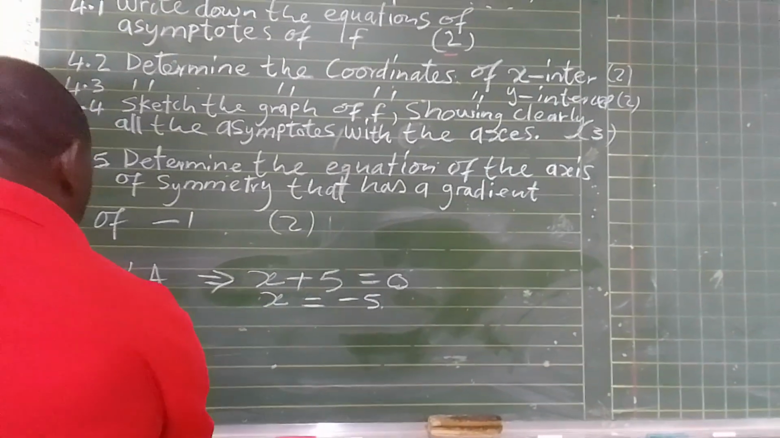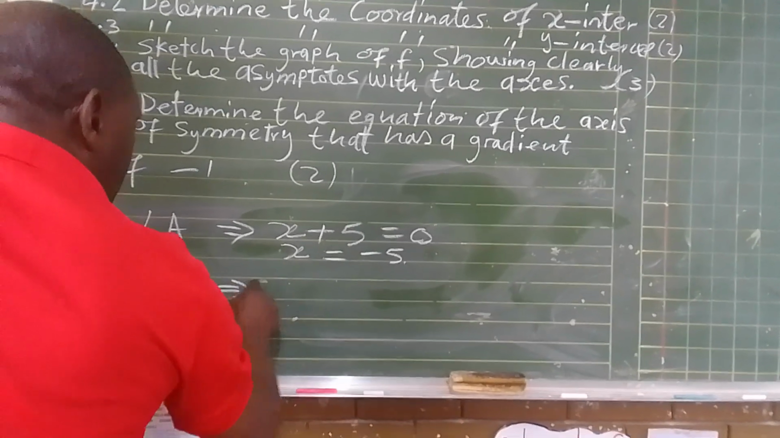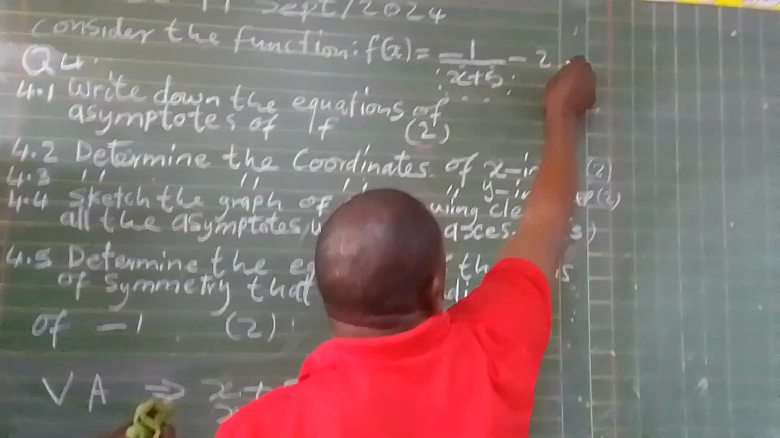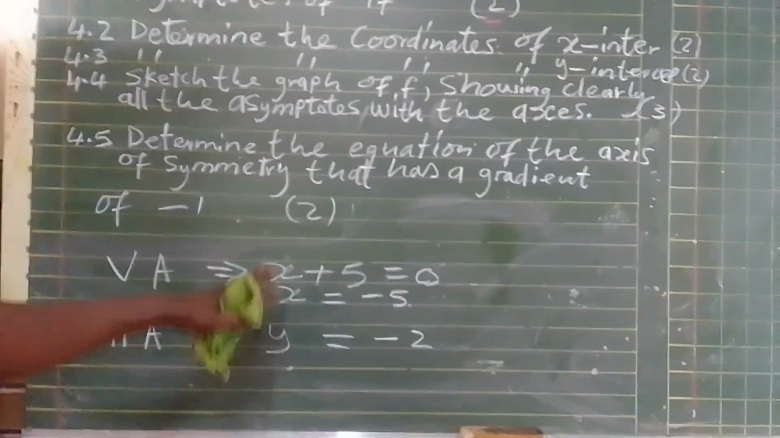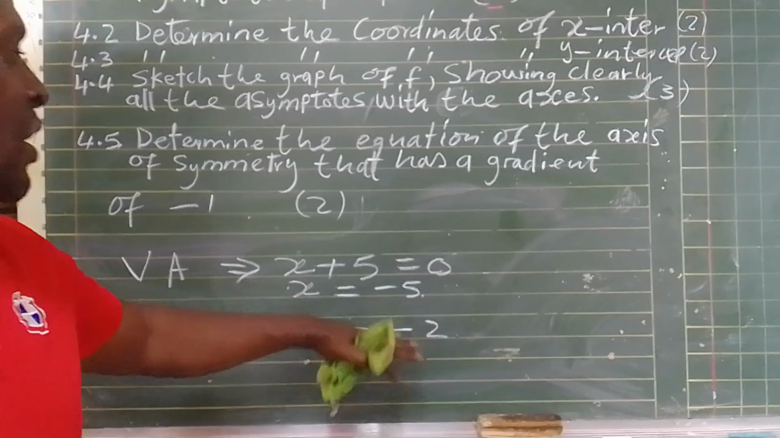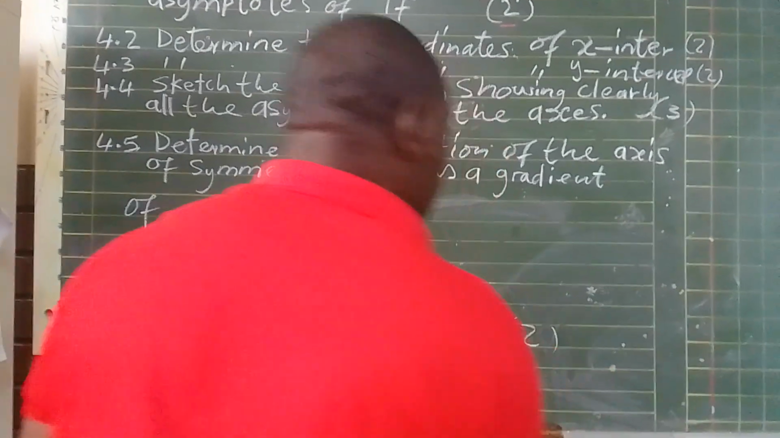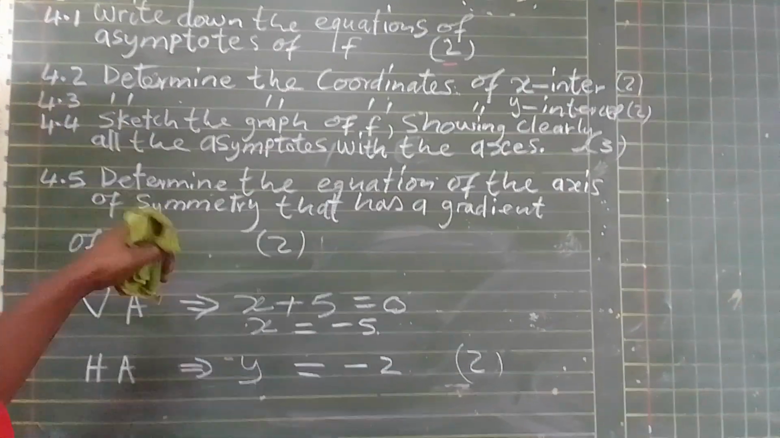Then we have a horizontal asymptote. Is where you have your y is equal to minus 2. y is minus 2. So our graph does not touch minus 2 and minus 5. We have that for 2 marks. You've taken your 2 marks. Let's go forward with question 4.2.